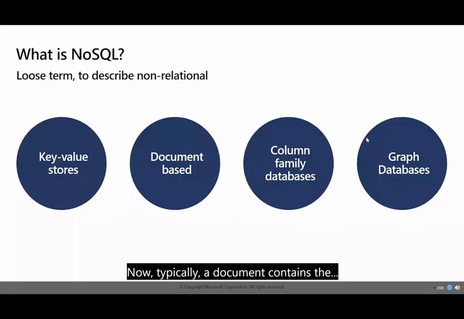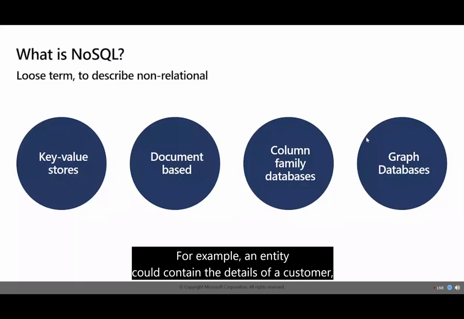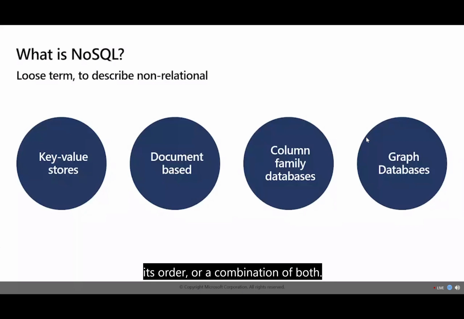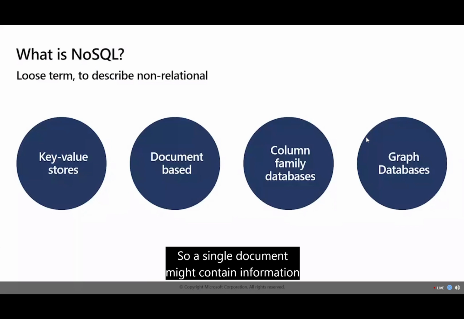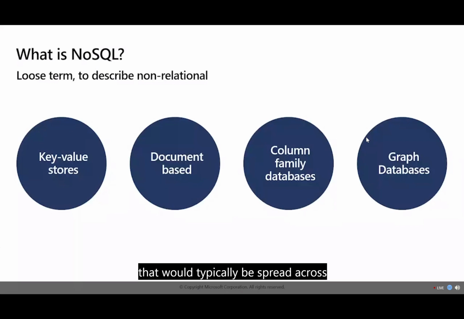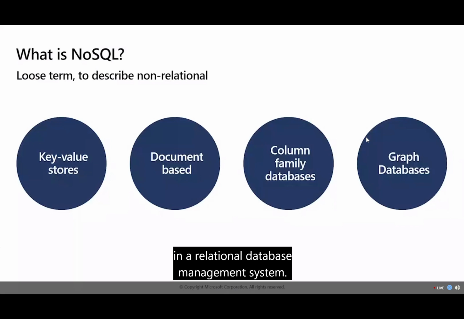Now, typically, a document contains all the data for an entity. What items constitute an entity is application specific. For example, an entity could contain the details of a customer, their order, or a combination of both. So a single document might contain information that would typically be spread across several relational tables in a relational database management system.